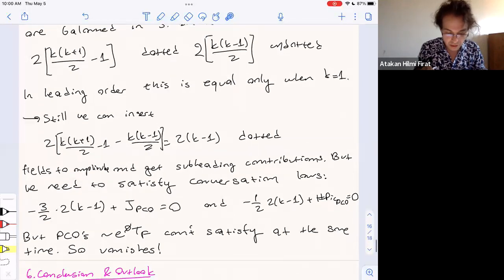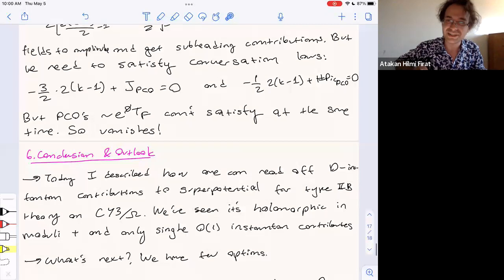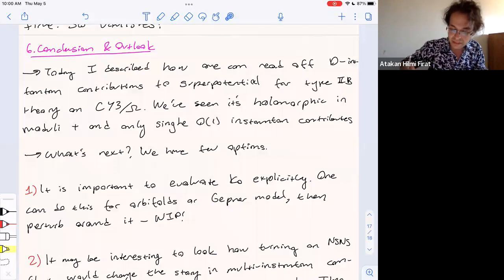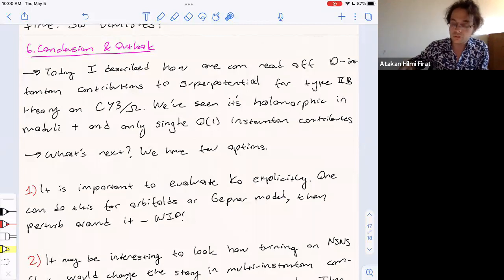Okay, so I was a little fast, so that there will be a lot of time to discuss. So let me conclude and describe the outlook, what we can do. So today I described how one can read off the instanton contribution to the superpotential for type IIB on the Calabi-Yau orientifolds.